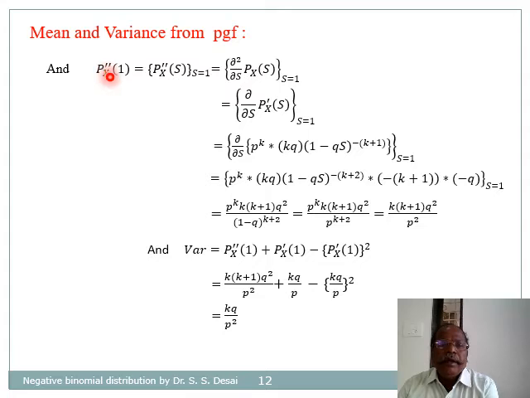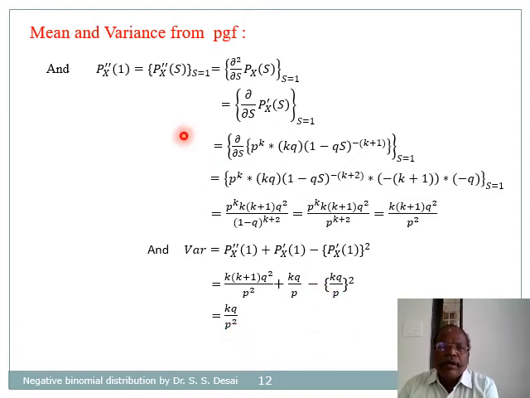factorial moment P double dash X(1), that is the second order differentiation of P_X(s) with respect to s at the point s is equal to 1, that can be written as the differentiation of first order differentiation at the point s is equal to 1, and by substituting from previous equation and differentiating with respect to s, and by substituting again s is equal to 1, the final simplification for P double dash X(1) is equal to k into k plus 1 into q square divided by p square, and therefore the variance is given by P double dash X(1) plus P dash X(1) minus P dash X(1) square, and final simplification becomes k into q divided by p square.